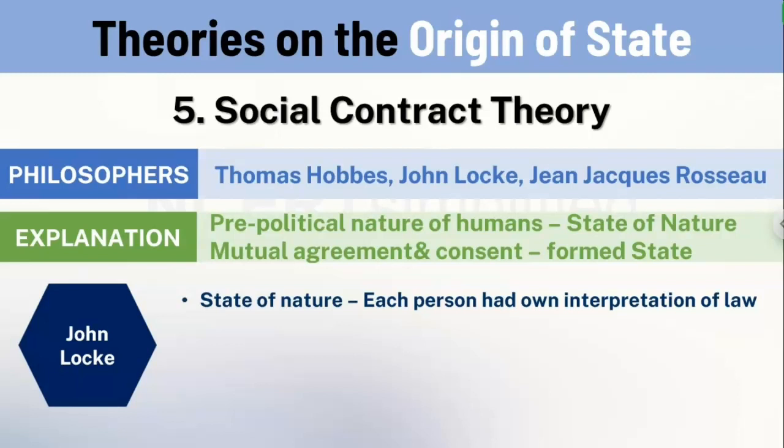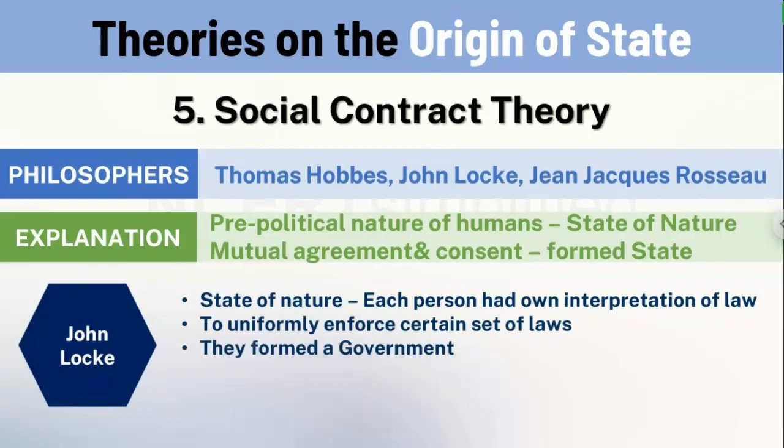Next, according to John Locke, the pre-political nature of humans, or the state of nature, was that people weren't violent, but they had their own interpretation of laws, right? One person would say something, another would say something else. There were no uniform laws. There were no common laws. And to enforce them uniformly, we formed a government with a system of law and justice where laws would be enforced the same to all people.